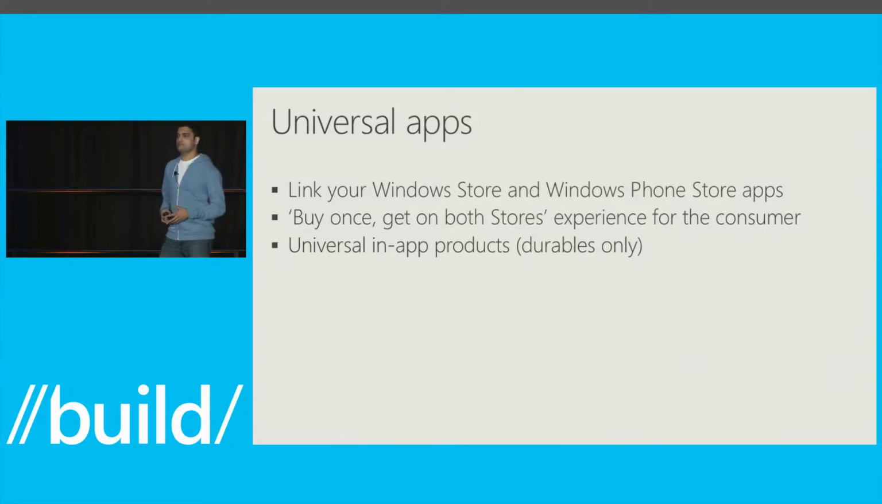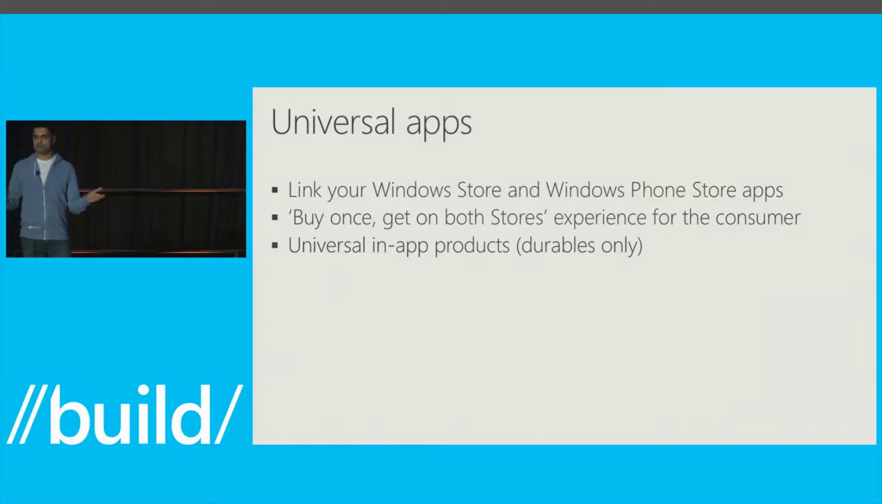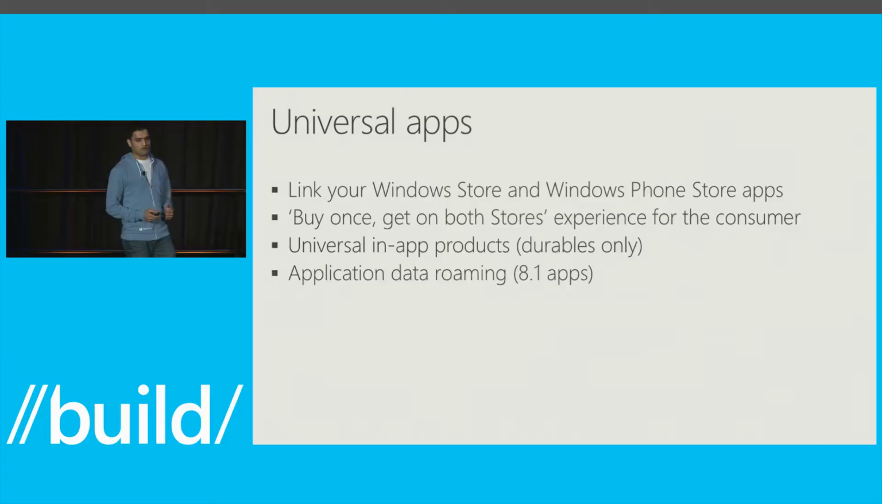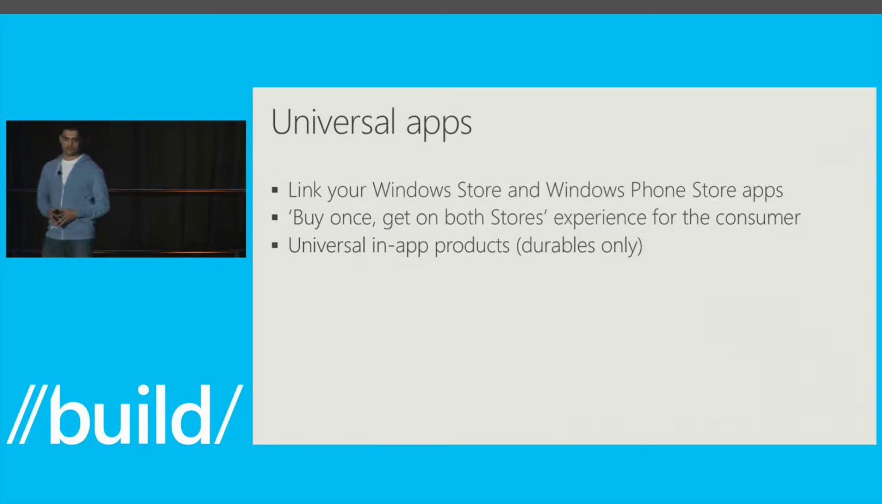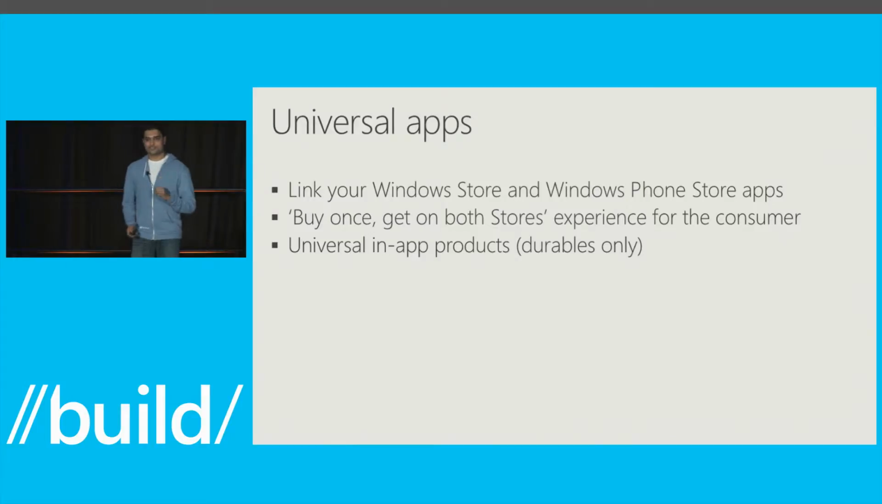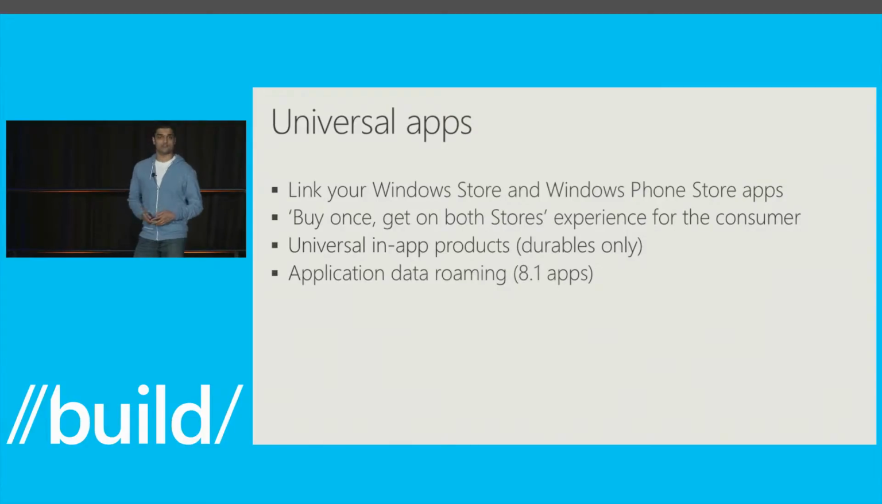The same concept even applies to in-app products that are linked to the app, as long as they use the same identifier on both the stores and are of type durable. Now, these three things that I talked about are going to be possible even if you don't update your apps to 8.1. Your existing apps can be linked without you having to use the new SDK. However, if you do decide to do an 8.1 package for an app and you have used this app linking feature, you get two additional benefits.